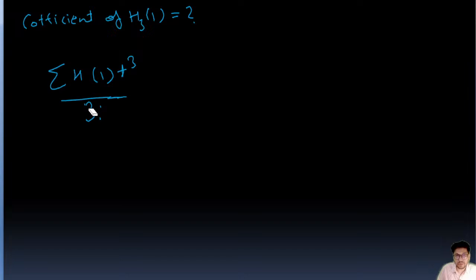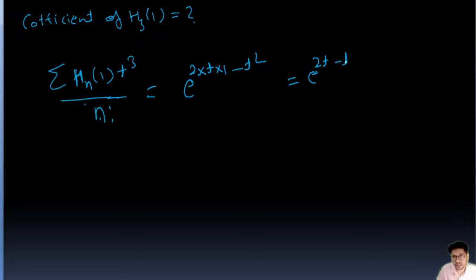This is Hn(1), Hn(1)/n!. So we need to find out the value of Hn(1). For that, we know this value is e^(2tx − t²). For x equal to 1, this becomes e^(2t − t²).